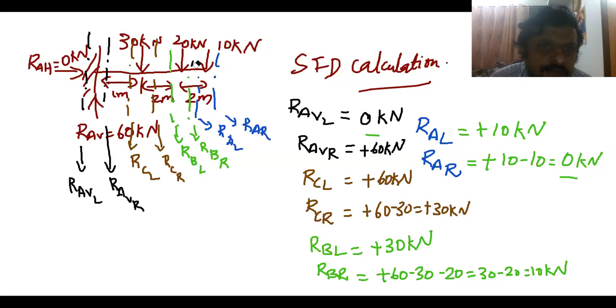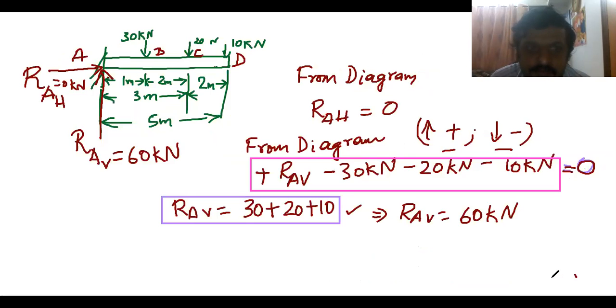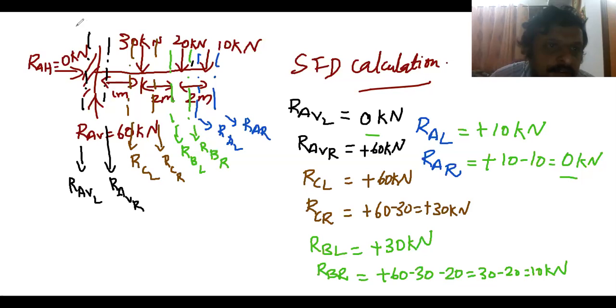So there is no confusion, student. That is most important here. Understanding the concept is most important here. So this is here. What I want to say here is that this is not A. This is your A, this is your B, this is your C, and this is your D.